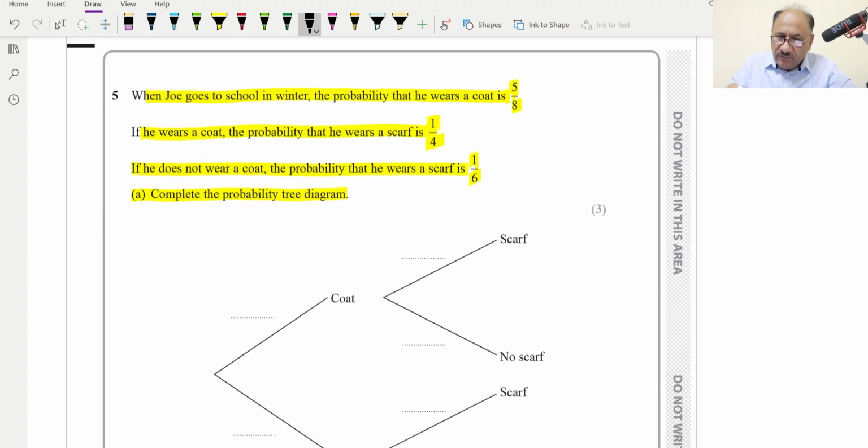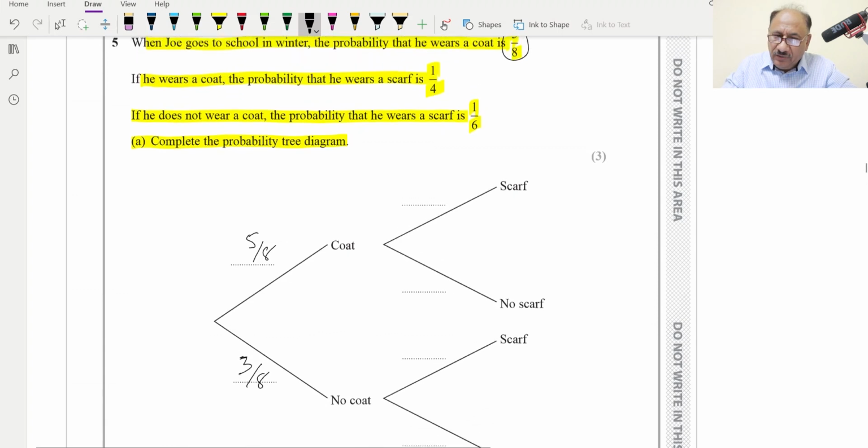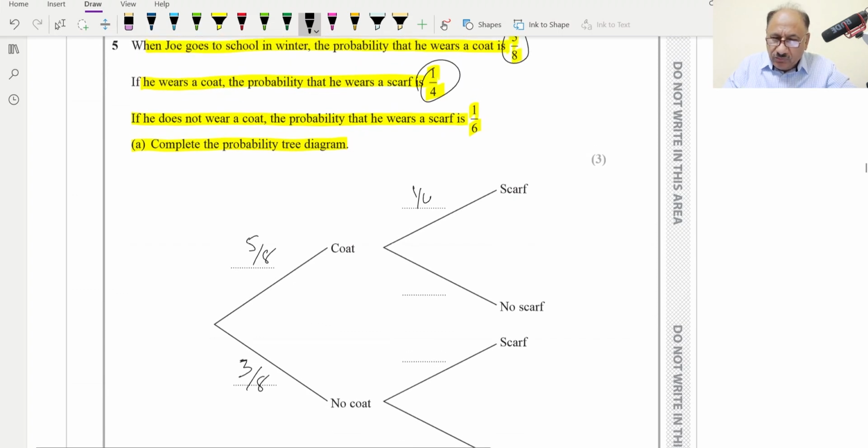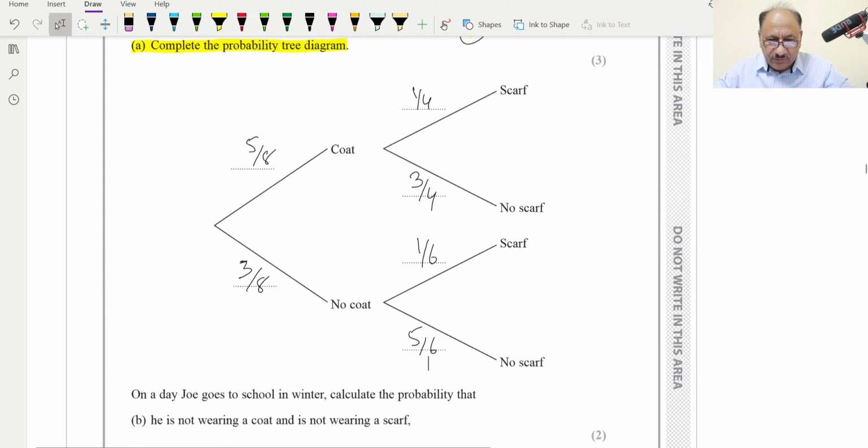So this will be 5 by 8 for wearing a coat, and the remaining probability for not wearing will be 3 by 8. So we can write 1 minus 5 by 8, which gives us 3 by 8. Now wearing a scarf is 1 by 4, which is mentioned over here, so this will be 1 by 4, and this will be 3 by 4. And not wearing a coat, but wearing a scarf is 1 by 6, so this is 1 by 6. The remaining will be 5 by 6, which will be here. So we have done part A, which is completing the tree diagram.